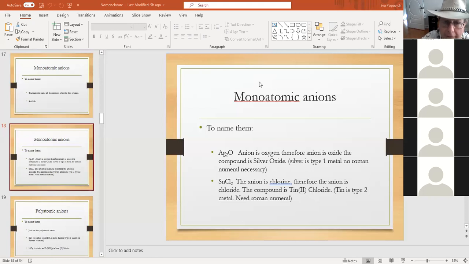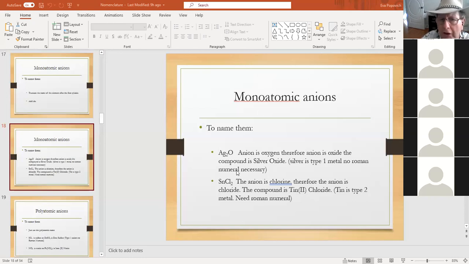SnCl2. Is the first element a metal? Yeah, it's a metal. So do I use ionic or do I use covalent rules? Ionic. Ionic, good. Now, next question. Is tin a type 1 or is tin a type 2 element, metal? Type 2. What do I need with a type 2? I need a Roman numeral.